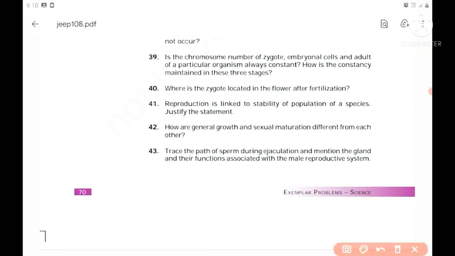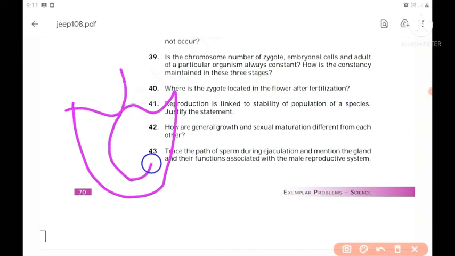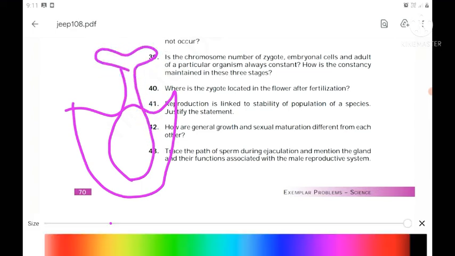40. Where is a zygote located in flower after fertilization? This is a flower. This is the stigma. Pollen grain. Okay, put it in yellow. Pollen grain, pollen tube. This is ovary. And through this pollen tube itself, the gamete will pass on, and fusion happens near the ovary.